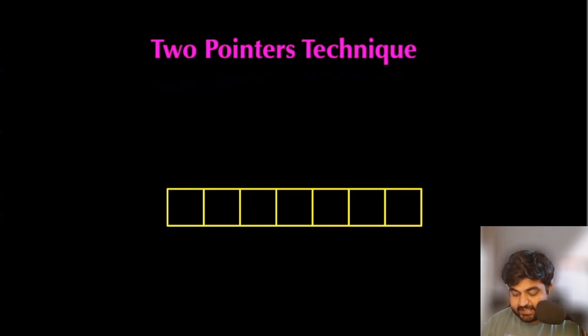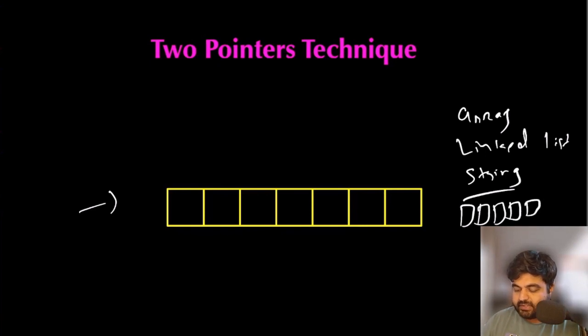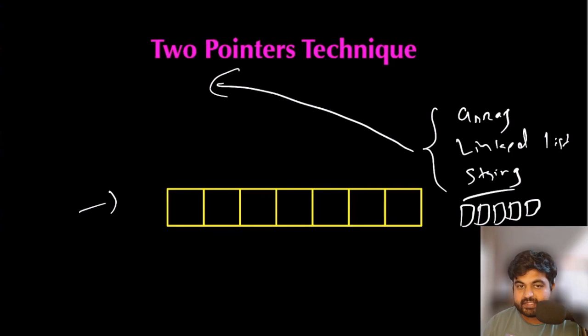Now as I mentioned earlier, two pointers is typically used with array and linked list, but sometimes you can also use it with strings as well, because a string is also a set of different characters that are just bunched up together. So these are the 3 data structures where typically you would consider using two pointers.